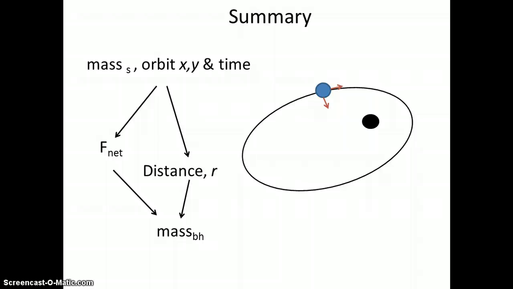In summary, we used the mass, orbit, XY components, and time to find F-net, calculated at our distance, and used them both to find the mass of a black hole.